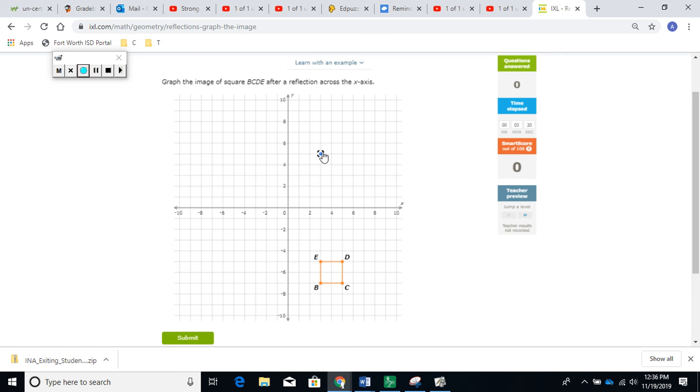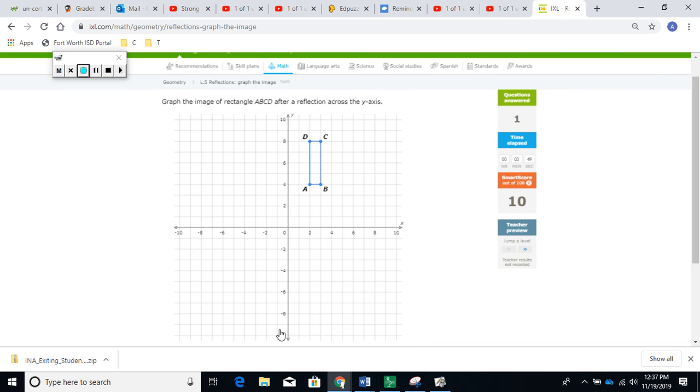The next one is at 5, positive 5. The other one is at 7 and positive 7. Does that make sense how I'm saying it's the same distance away? Because look, how many away from this x-axis? 1, 2, 3, 4, 5. So again here, 1, 2, 3, 4, 5. Okay, so that's reflecting.